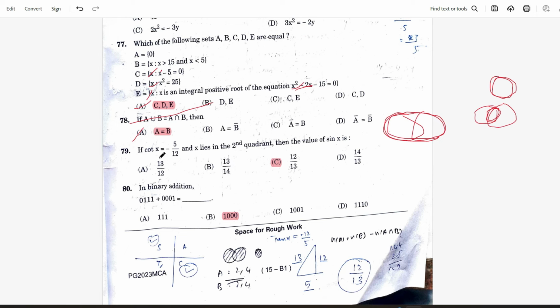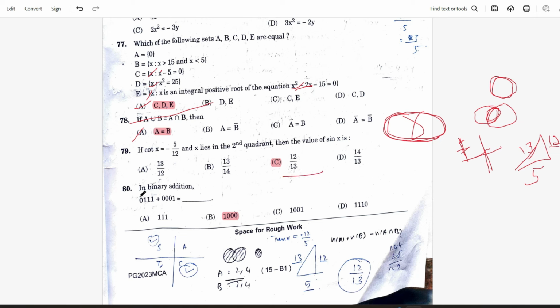If cot x is equal to minus 5 by 12 and lies in the second quadrant, then the value of sin x: obviously in the second quadrant sin x will be positive. So cot x is base by perpendicular, that is 5, 12. You can do it by Pythagoras theorem also, you can get 13 here. So sin x is perpendicular by hypotenuse, that is 12 by 13.